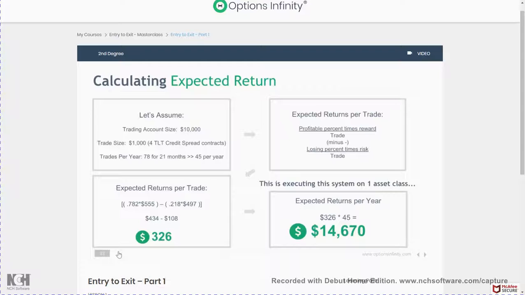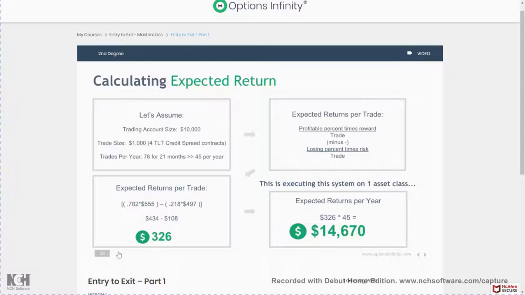Now, calculating expected return is very important. This is one of the things that was taught to me by Dr. Van Tharp in a seminar I went to. I heard this, and it made a big difference in my trading success.